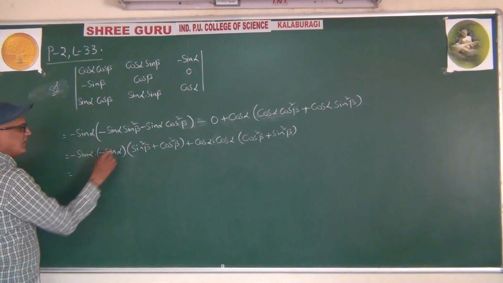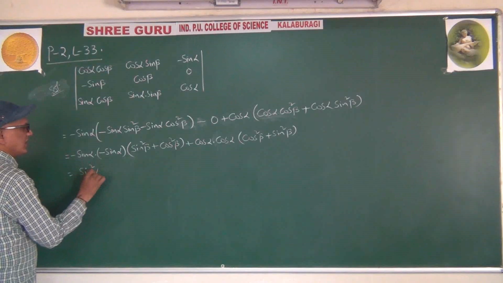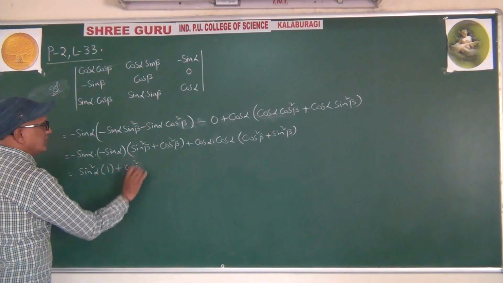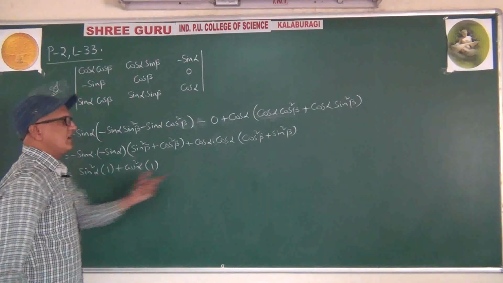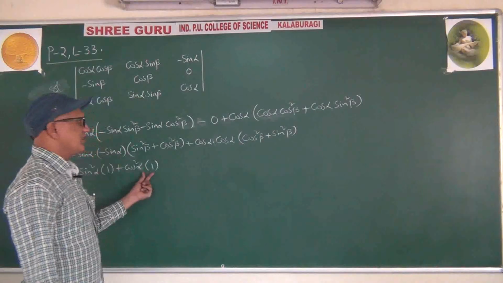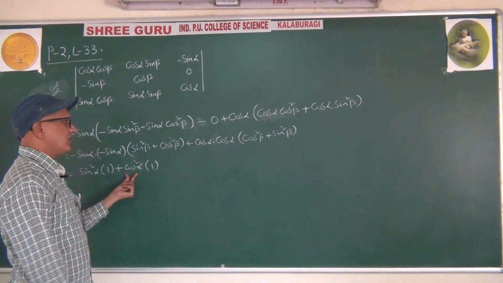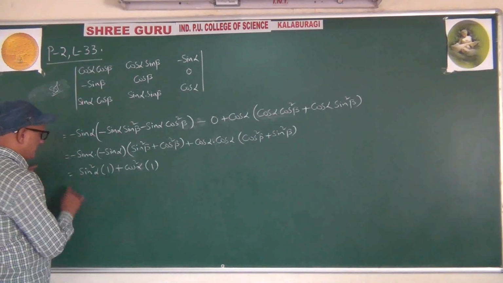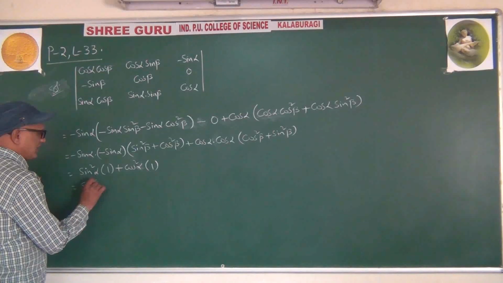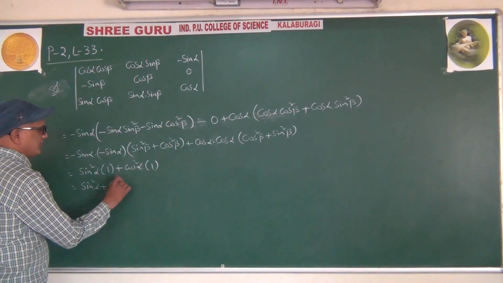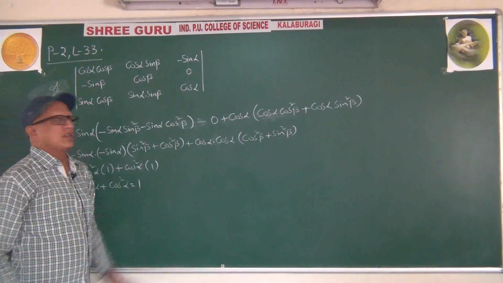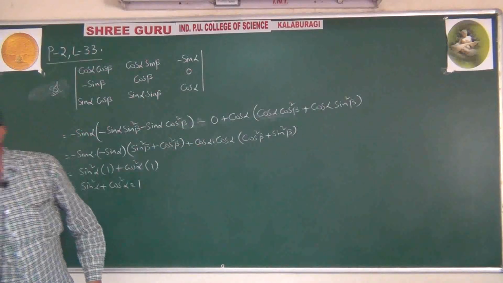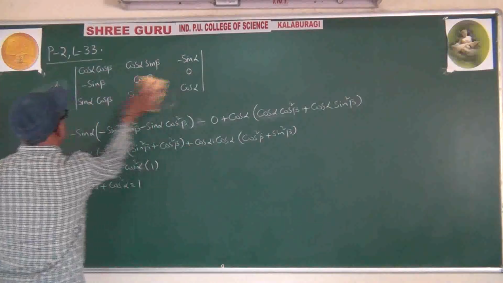Equals minus sin alpha into minus sin alpha, sin square alpha into 1, plus cos square alpha into 1. Now cos square beta plus sin square beta is 1. This will be cos square alpha. This value is 1. This is sin square alpha. Finally, it becomes sin square alpha plus cos square alpha, which equals 1. Appearance is big, simplification is very small. Within 4 minutes, we finish the question.